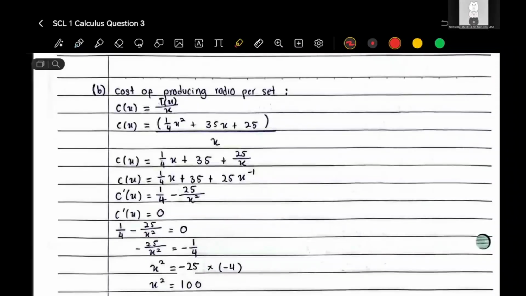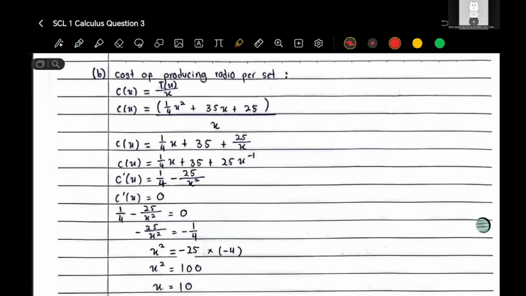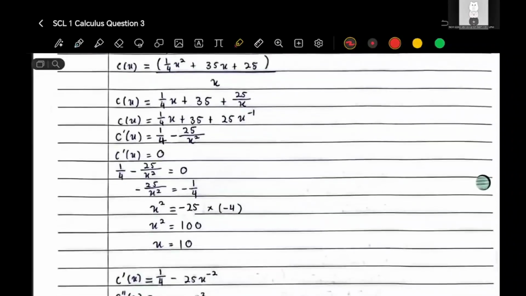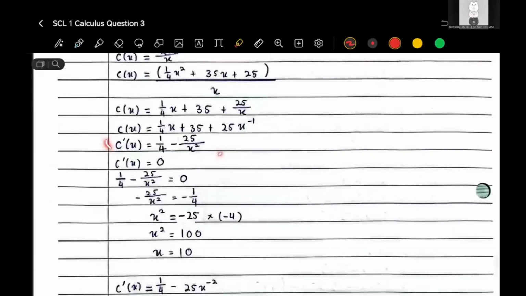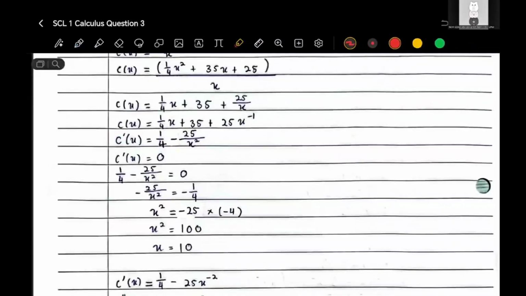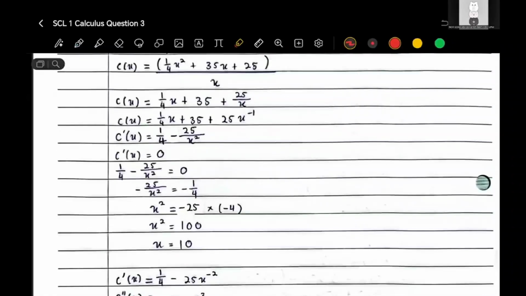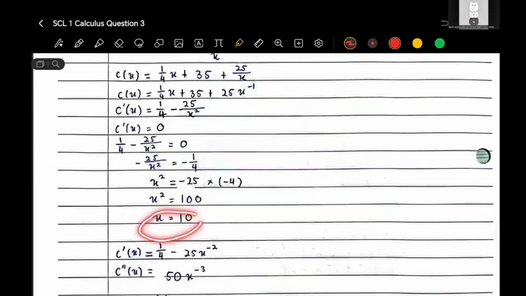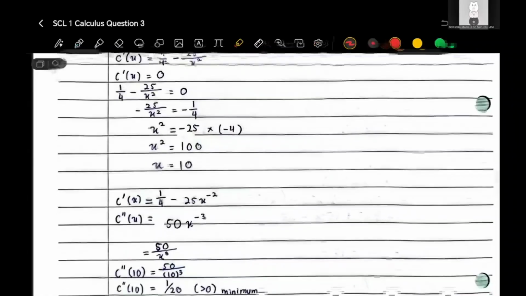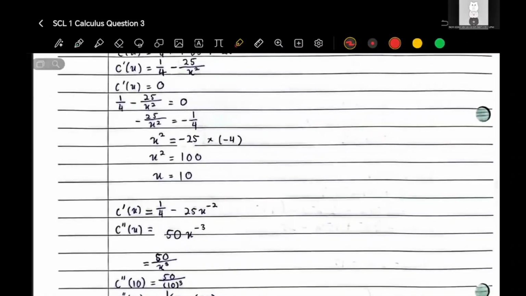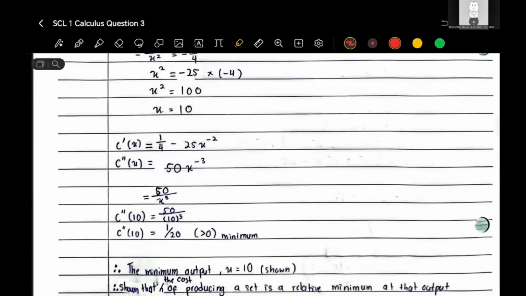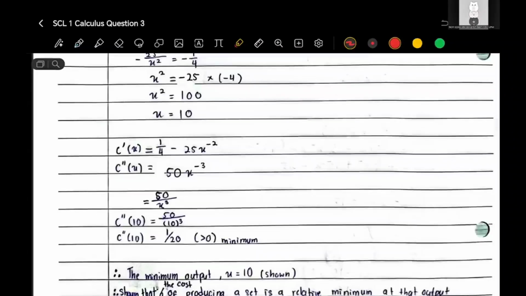And then we search for the first derivative, which we got 1 over 4 minus 25 over x squared. And then from here, we can search for the critical point, and I get 10. And then we use the second derivative to determine whether the value is minimum or maximum.